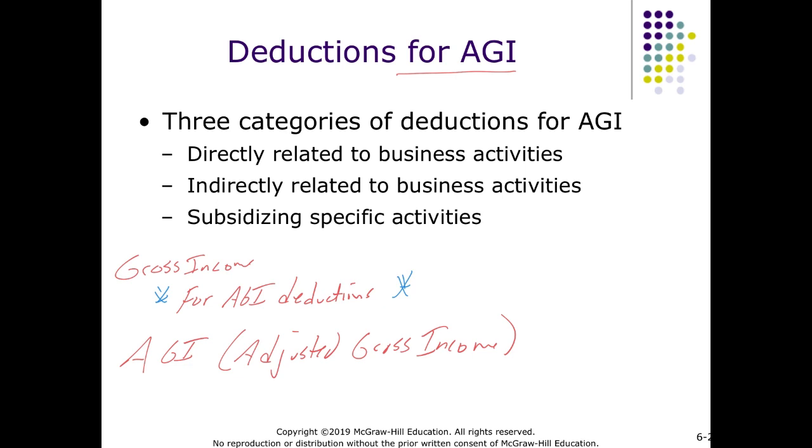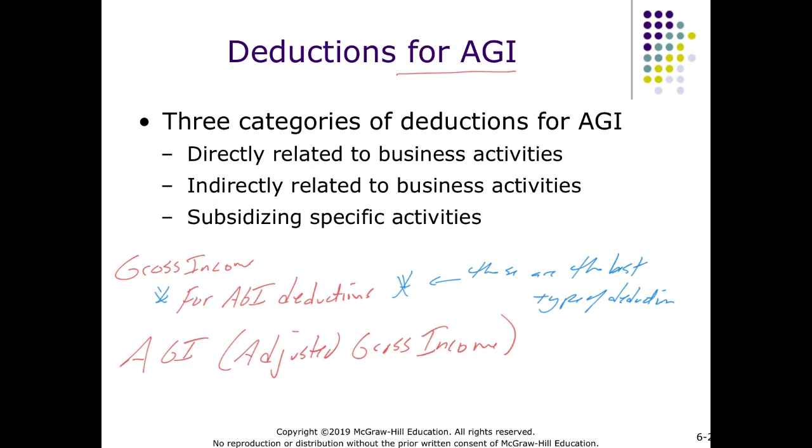So in the world of deductions, these are the best type of deduction. And the reason is they lower your adjusted gross income. And you're going to see, or you have seen as you've read this chapter, that your adjusted gross income determines your ability to use other deductions. So these 4 AGI deductions are very important.